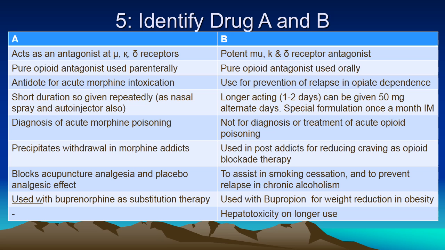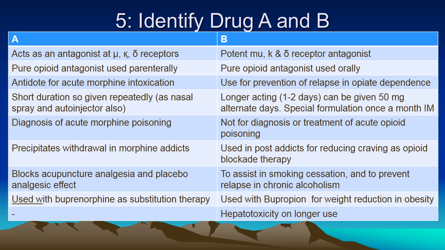A also blocks acupuncture analgesia and analgesia induced by placebo, whereas B is used to assist smoking cessation and to prevent relapse in chronic alcoholics. A is used along with buprenorphine for substitution therapy in chronic opiate addicts. B is used along with bupropion for weight reduction in obesity. And the B drug is hepatotoxic if we use it for longer.